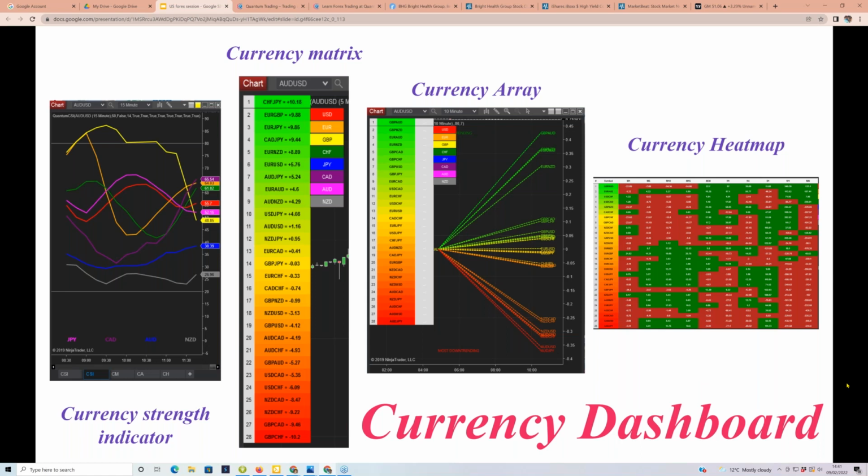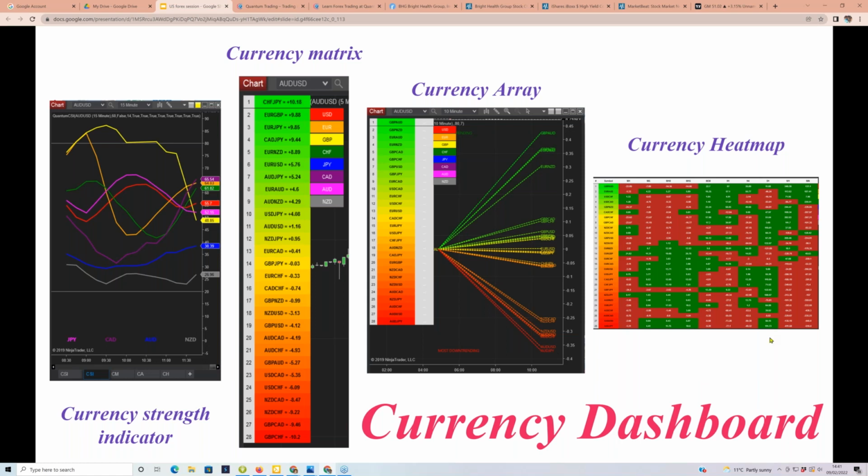And the currency array is quite an interesting one. I use the array very differently to what David does. David uses it with a longer look back. He uses the default one, but I've actually cut it back so it's more in tune with the matrix, but that's maybe because I don't stay in as long as he does.